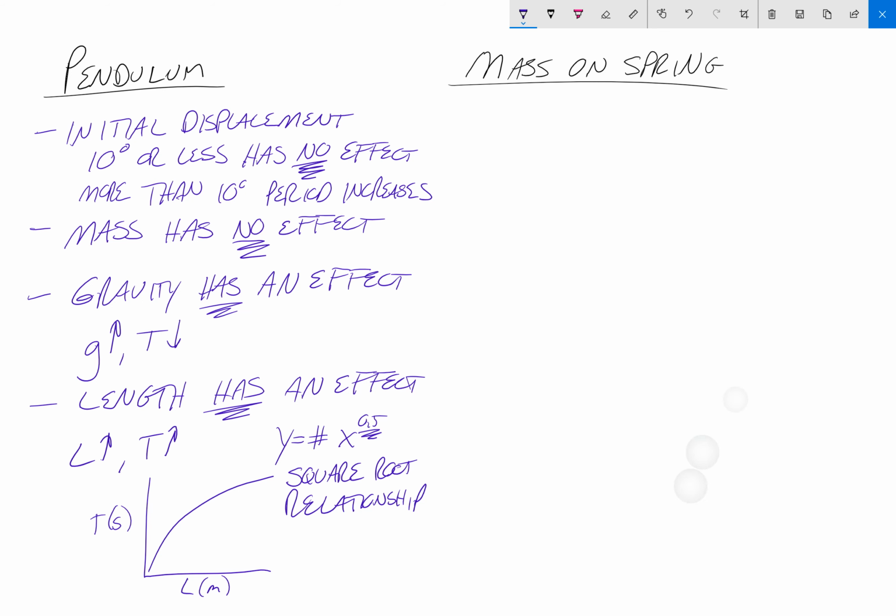When it comes to the mass on the spring, the first thing that we tested was to see if gravity had an effect on the mass on the spring. Now, some of you got answers that were very similar, or it would go up for one and down for another, but there was no distinct pattern. Gravity has no effect on a mass on a spring. Remember, you were timing it yourself. So there's some uncertainty. If the numbers were near each other, they're basically the same.